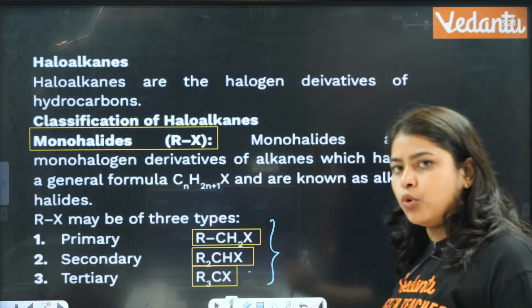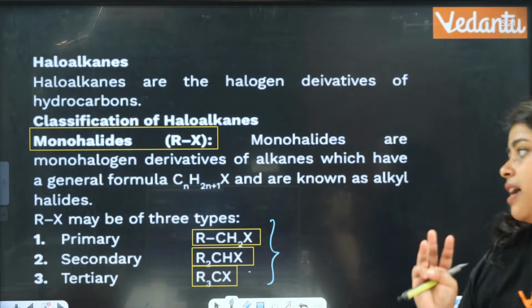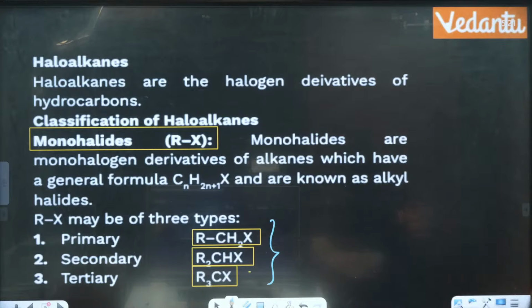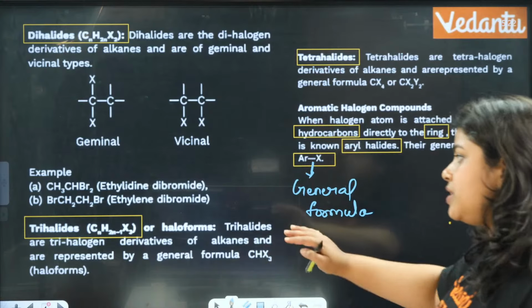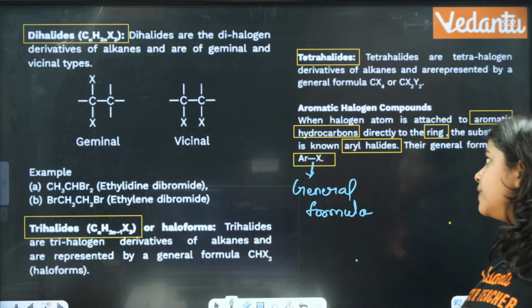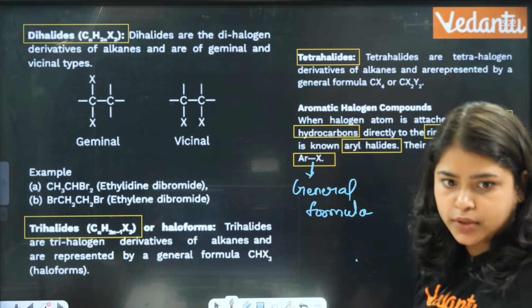First we will do the monohalides. In monohalides there are 3 types: primary, secondary and tertiary. After that come the dihalides, then the trihalides, then the tetrahalides, and then the aromatic halogen compounds.